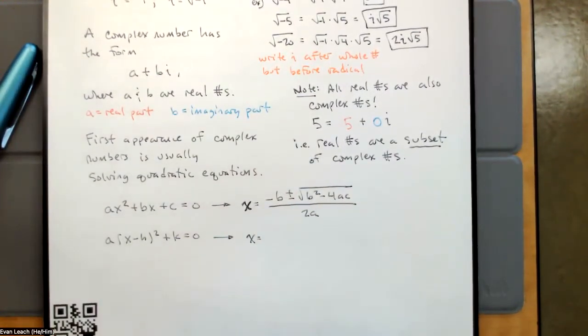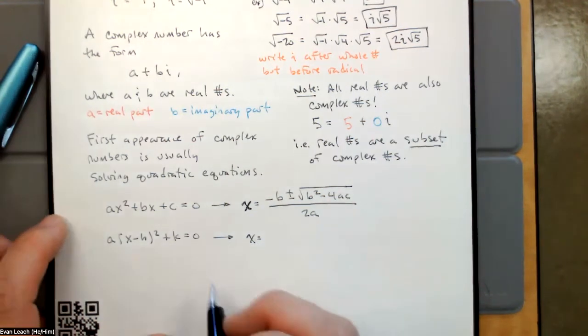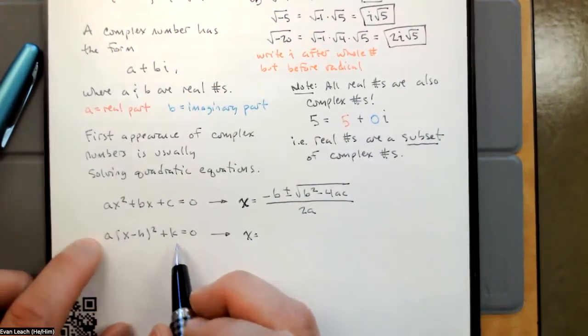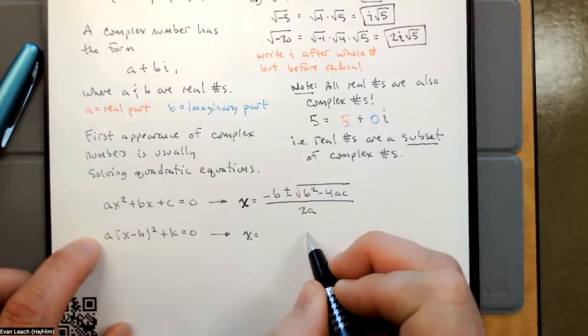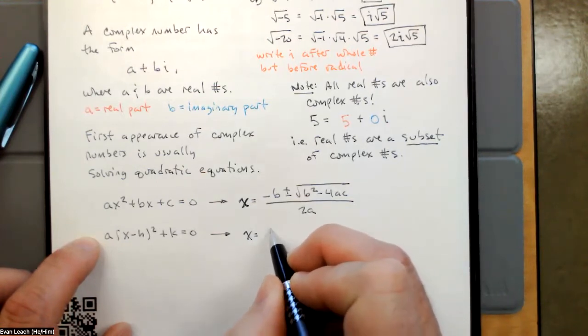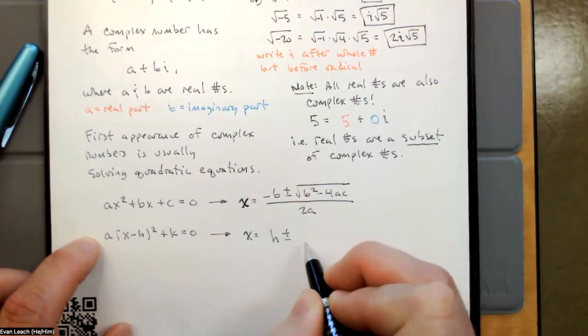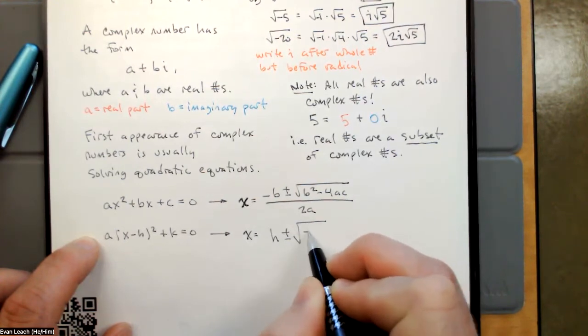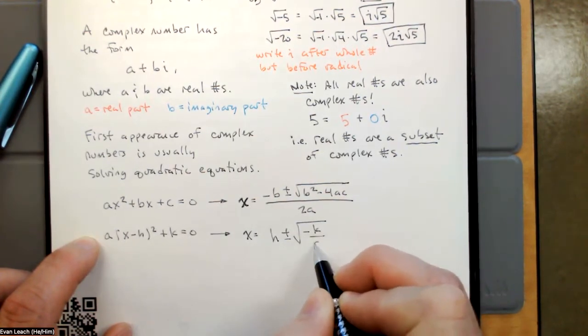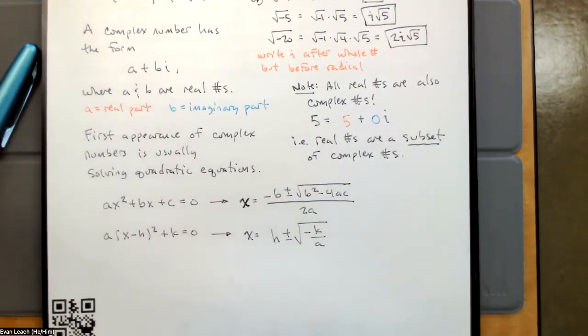In the vertex form, the x only appears one time, so we can solve this equation by performing inverse operations in reverse order. So x can be, let's see, we'll subtract k, divide by a, then take the square roots, and then add h. So h plus or minus the square root of negative k over a. So here we could solve by doing inverse operations in reverse order.